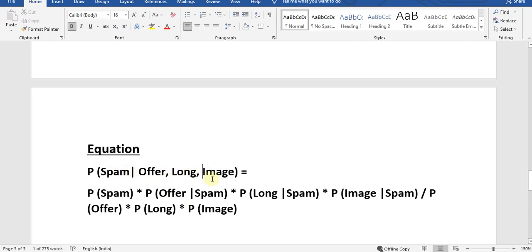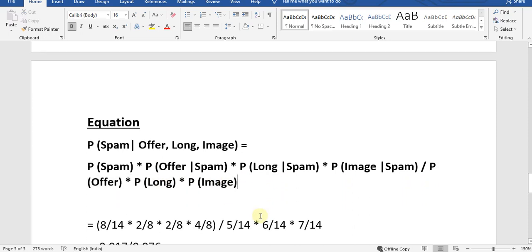Okay, so when I am trying to find this probability, I will refer to the Bayes theorem. I will use that same equation. So here you can understand that A equals spam and B equals offer, long, image. So it is equal to probability of spam times probability of offer given spam, long given spam, and image given spam. This is actually the likelihood part. This is the probability of A divided by probability of B. Now here B consists of 3 events, so we have multiplied these 3, that means P of offer, P of long, and P of image.